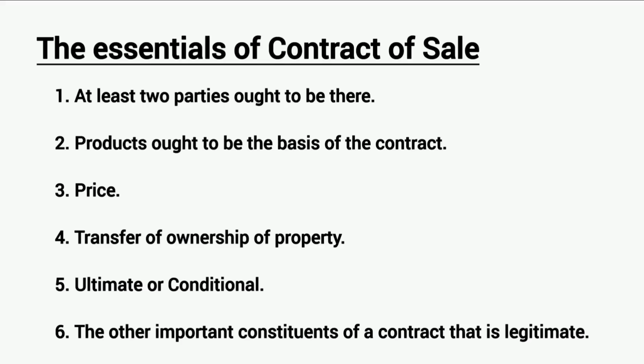The essentials of a contract of sale. To constitute a contract of sale, there ought to be two parties. A product ought to be the basis of the contract, and there must be a fair price. Transfer of ownership of property, absolute or conditional, and the other important constituents of a contract that is legitimate.